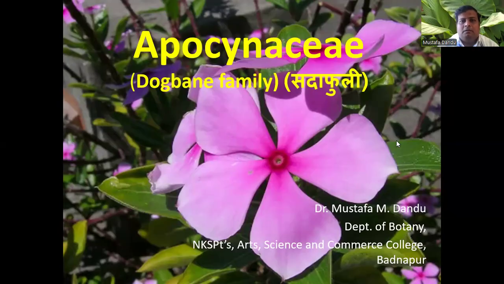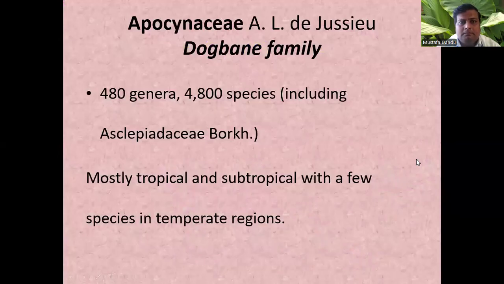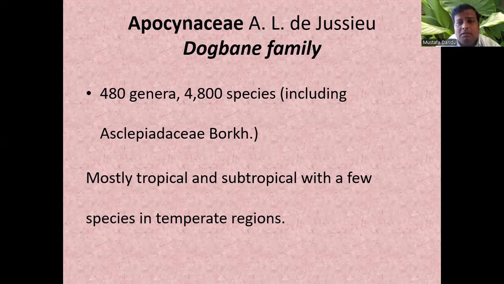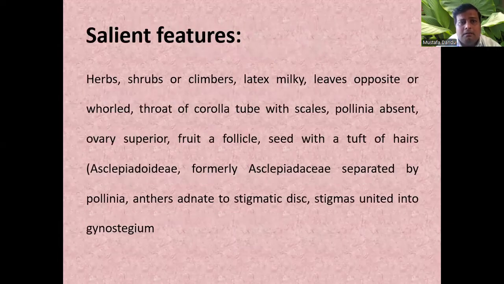Today we will see the family Apocynaceae, commonly known as the dogbane family. Apocynaceae contains 480 genera and about 4,800 species, including Asclepiadaceae. Mostly these plants are tropical and subtropical, with a few species found in temperate regions. They are mainly herbs, shrubs, or climbers.